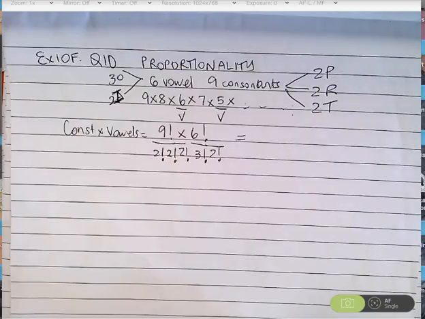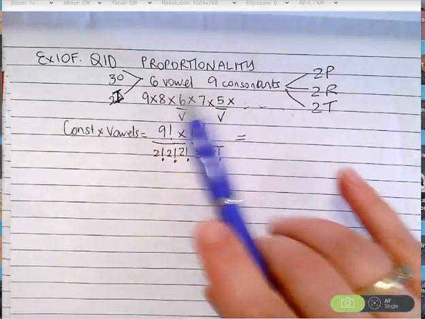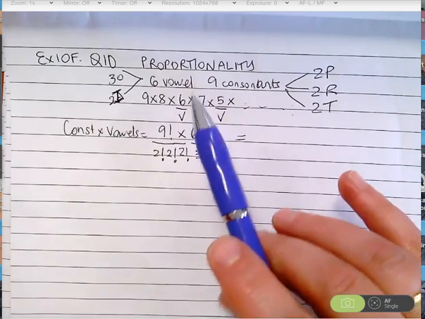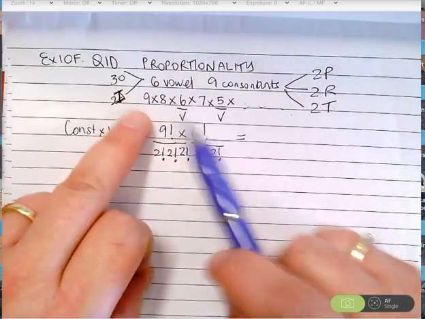Homework problems, exercise 10F, question 10. The word proportionality has 9 consonants and 6 vowels, and in how many ways can the letters of that word be arranged so that the vowels and consonants occupy the same positions?